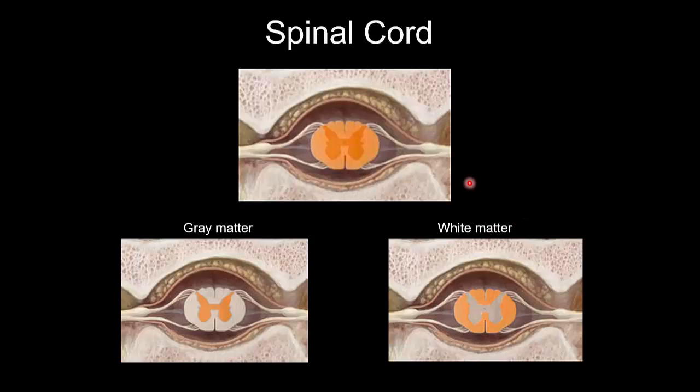So here's looking at the location of gray matter and white matter in the central nervous system. So first looking at the spinal cord. With the spinal cord, gray matter is found internally, and then white matter is found on the outer surfaces. The white matter allows for sending and receiving information from the brain. The gray matter allows for the information that is being sent to be processed.